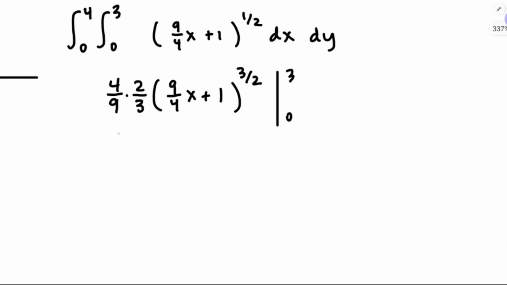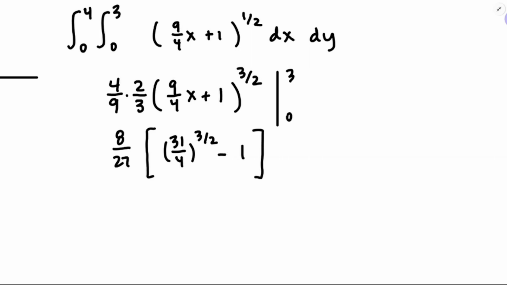8/27. I'm just going to leave that factored out, because I'm going to have two different things of the 3/2 power subtracted from each other. All right, 9/4 of 3 is 27/4, plus 4/4 is 31/4. What on earth? I assumed we were using technology for this one. Minus 1 to the 3/2. It's going to be that. And then we're still integrating that from 0 to 4 with respect to y, but notice that is a constant, so that'll just end up multiplying by 4. 8 times 4 is 32/27.